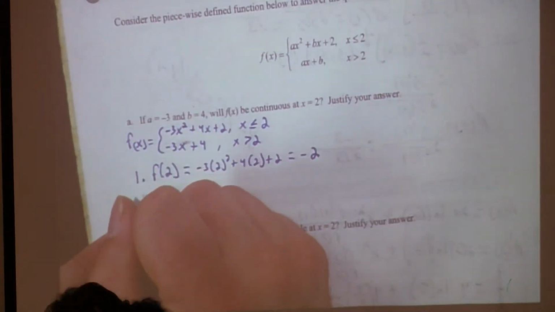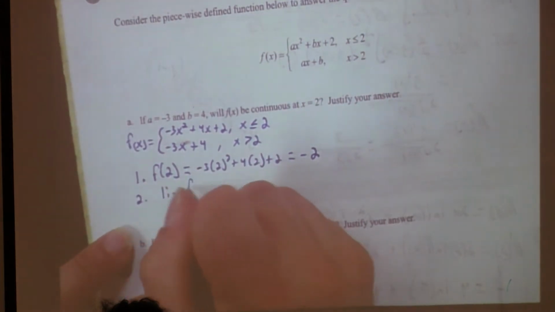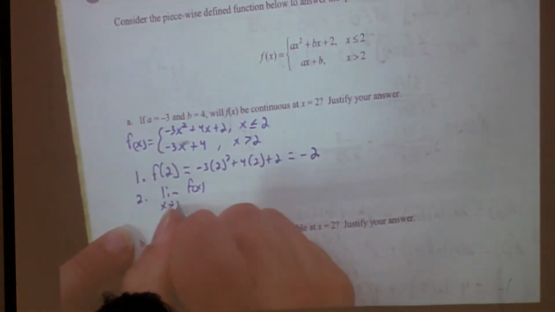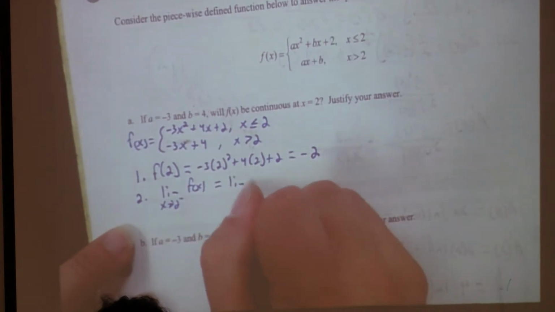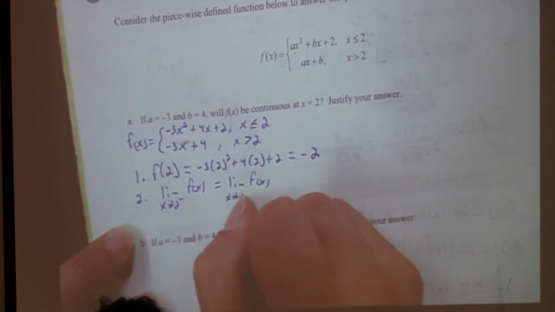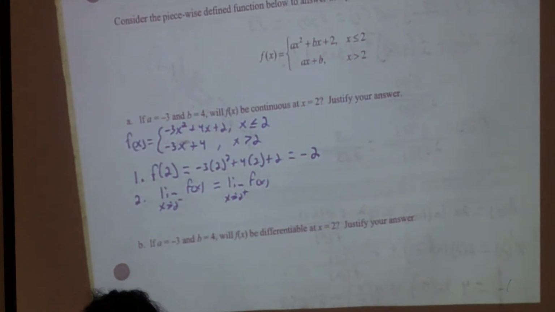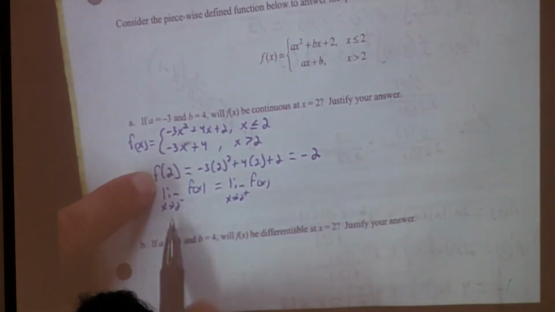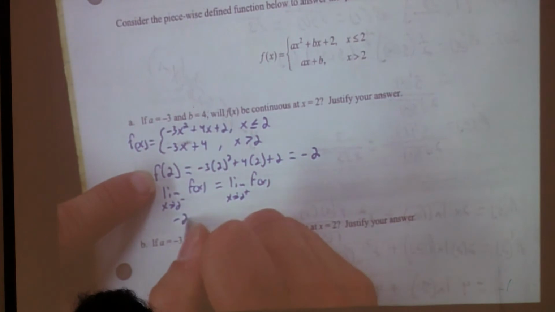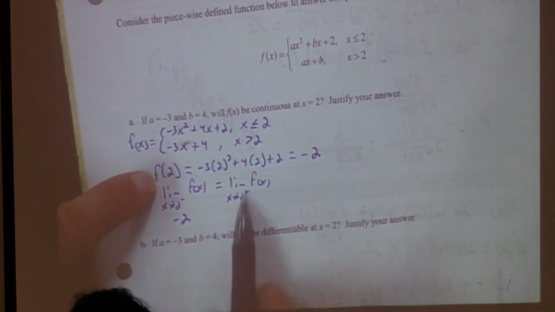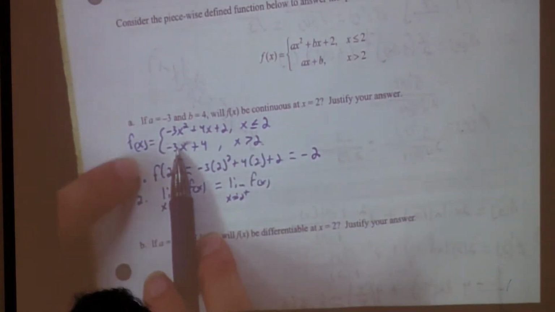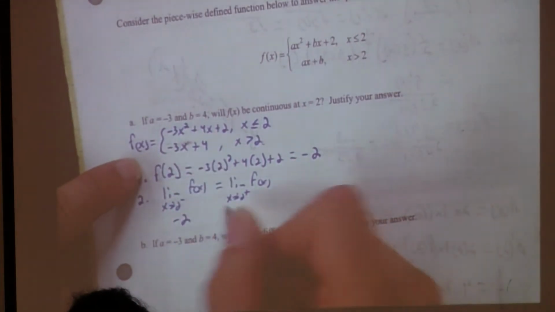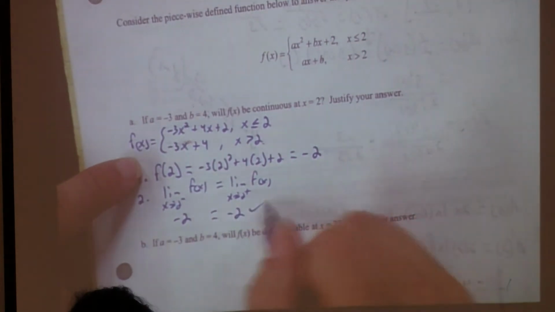The second step is to show that the limit of the function from the left of 2 is equal to the limit of the function from the right of 2. Did I already do one of those limits by doing step 1? Yes. When I plug in 2 there, that's like getting this limit, and we ended up with -2. What would I get when I plug in 2 to the other one? -6 plus 4, which is -2 as well. Yes. So did that work?